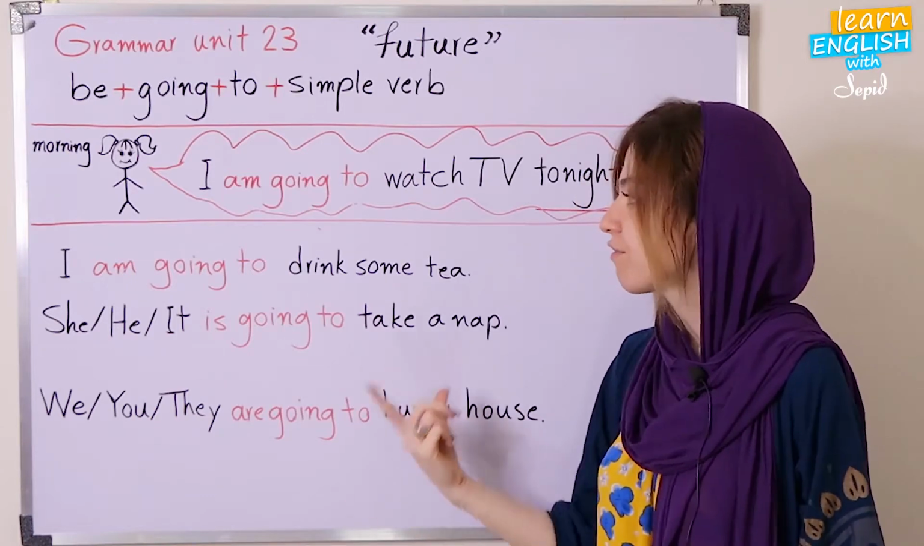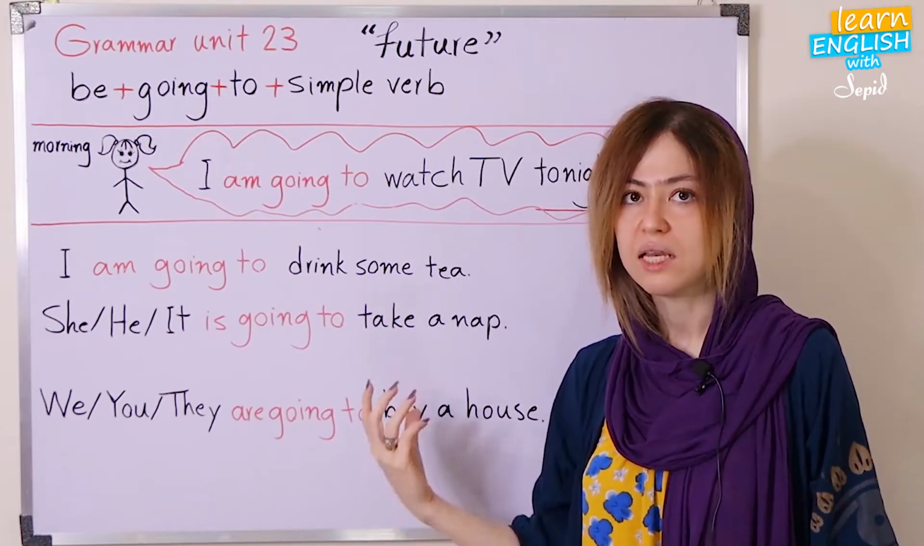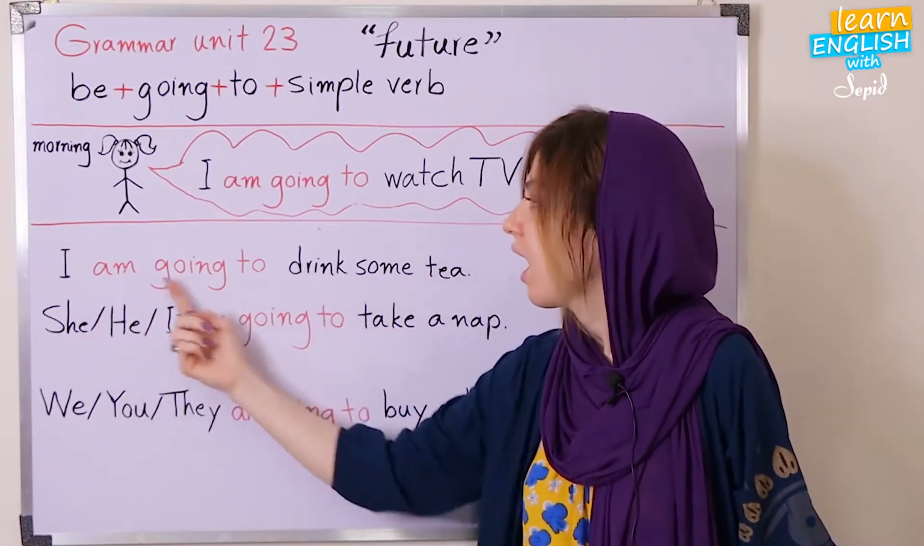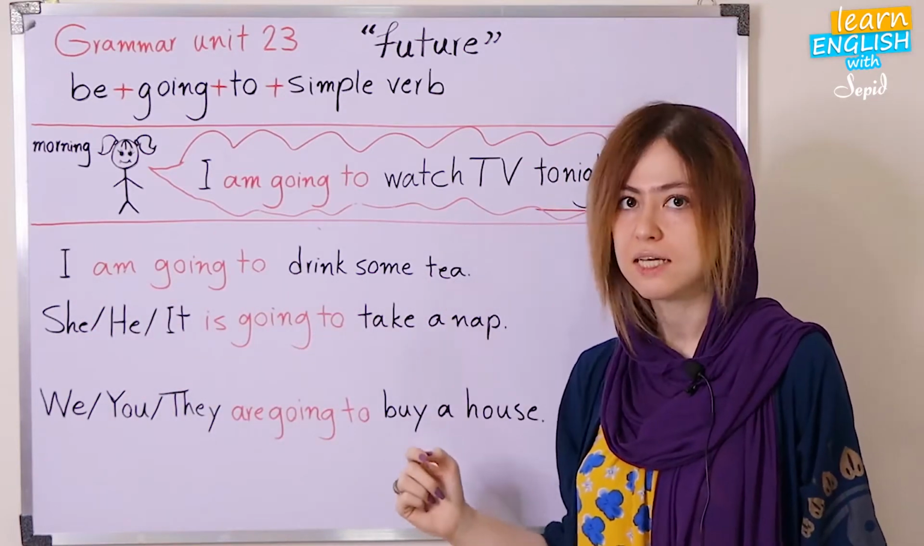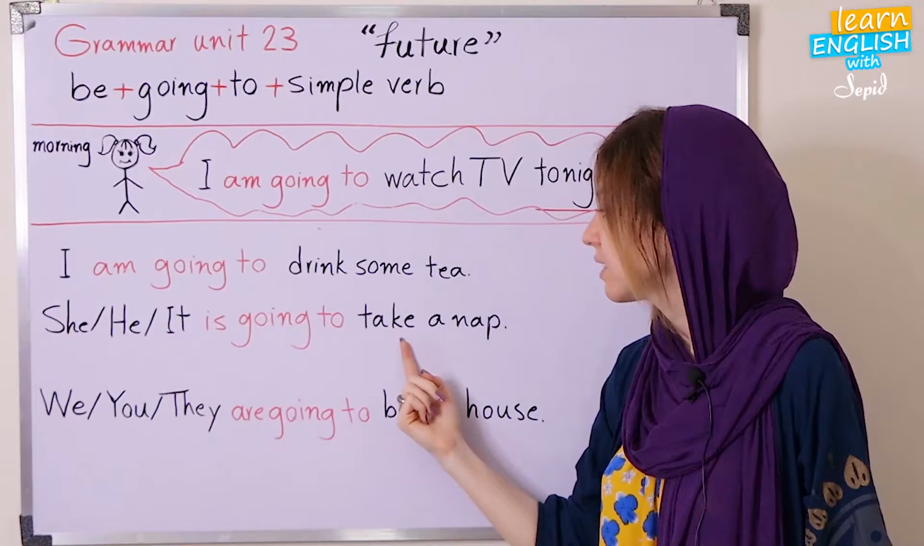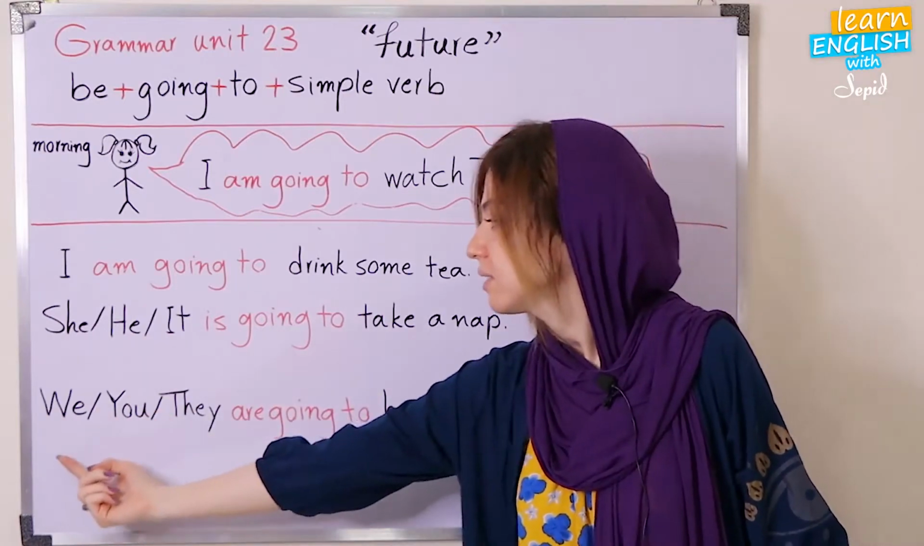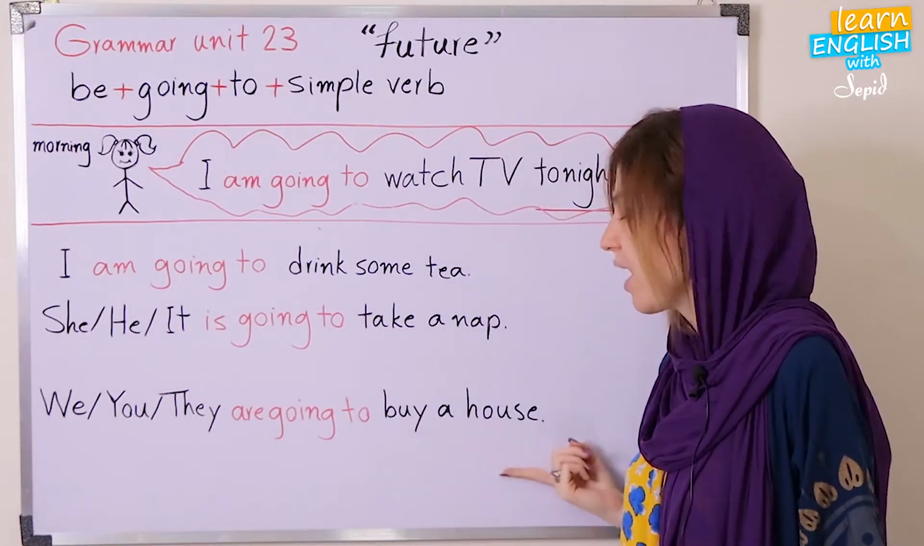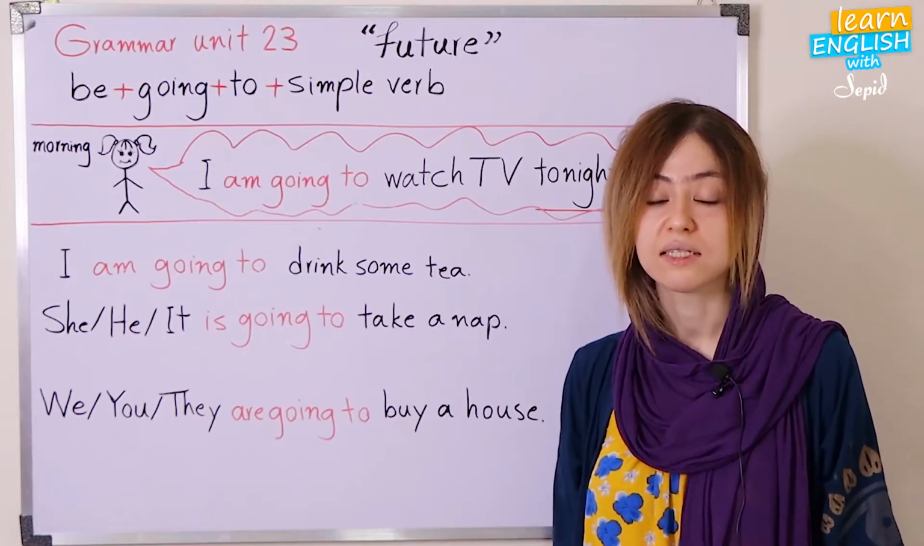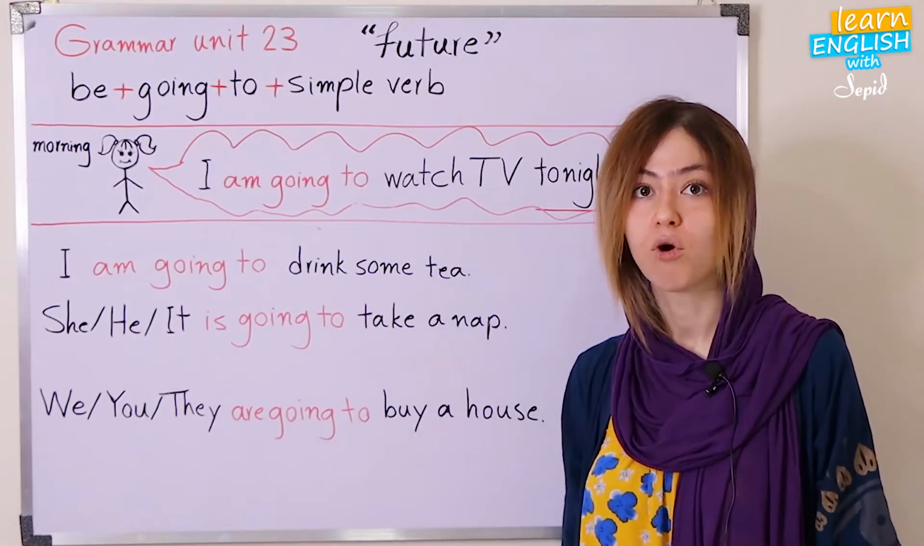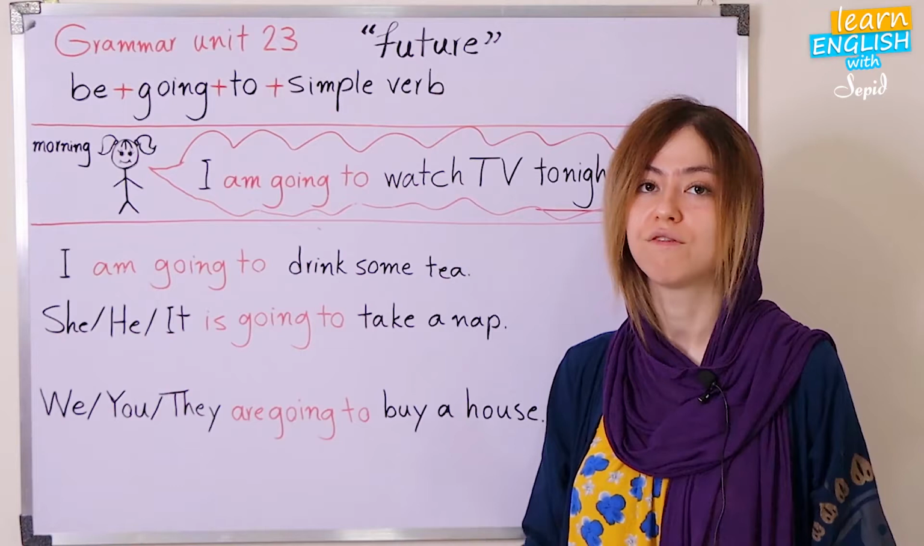That's the case. So for the pronunciation rule, in informal English, we can say, I'm gonna drink some tea. She's gonna take a nap. And we are gonna buy a house. That's the case. Now, let's go to different forms of that in negative and question forms.